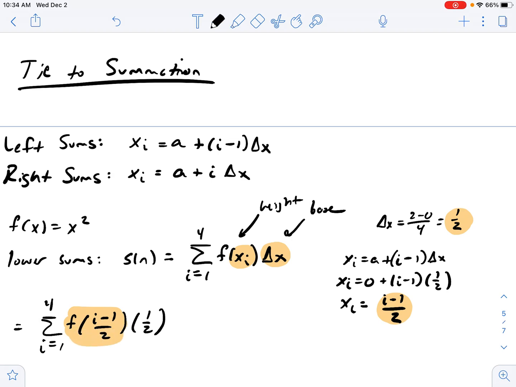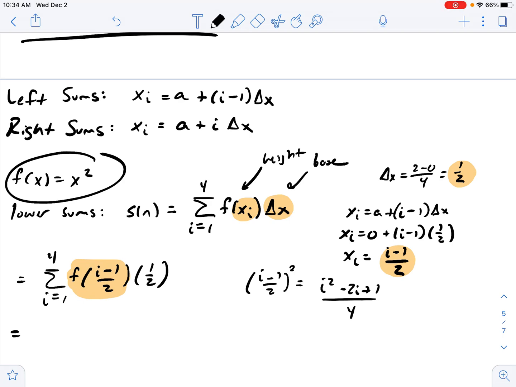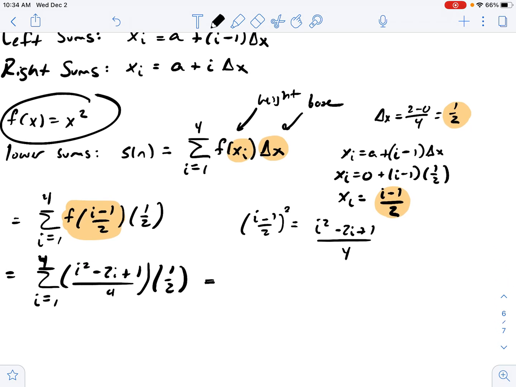Now I need to evaluate the function at i minus 1 over 2. And keep in mind, f of x is x squared still. So if I square that, i minus 1 over 2 squared, if you need to, go off on the side, that's going to be i squared minus 2i plus 1 all over 4. So we have summation i goes from 1 to 4 of i squared minus 2i plus 1 all over 4 times a half. All right. Yeah, I can clean that up. I can do the 2 times 4 in the denominator.